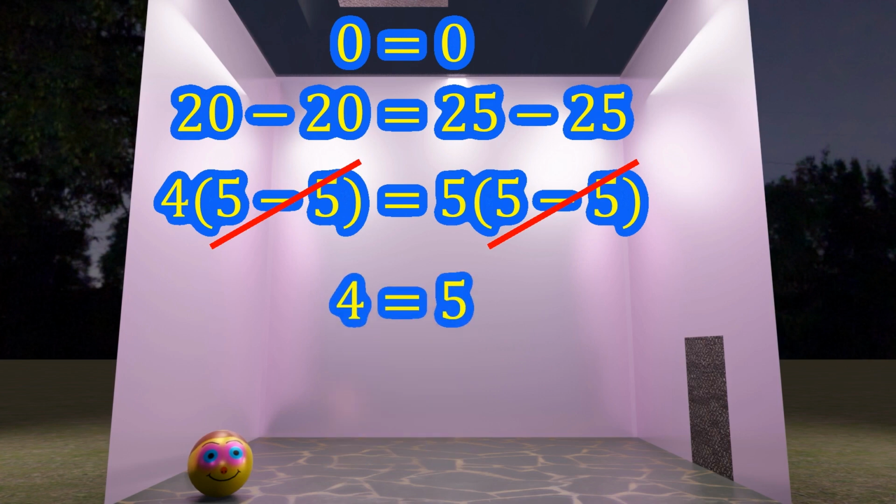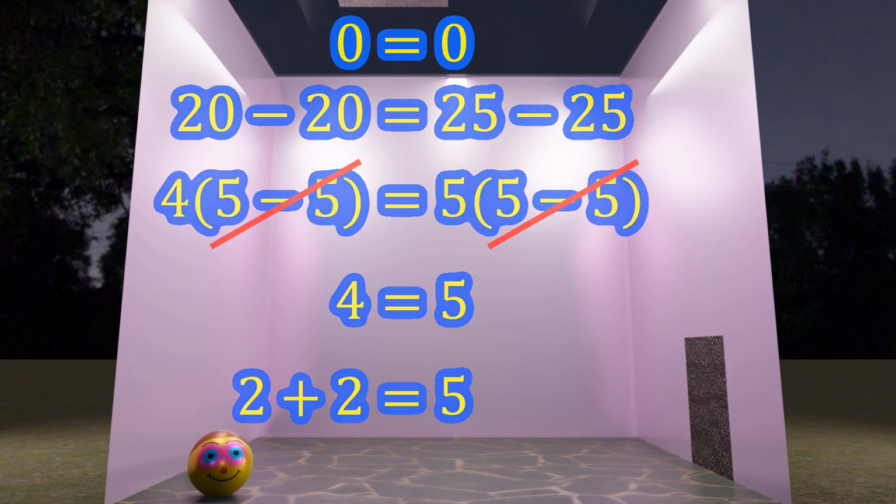4 equals 5. Wow. We can write 4 equals 2 plus 2. At the end, the result is 2 plus 2 equals 5. According to mathematics, it is not correct to state this sentence. Where did we go wrong in our calculation?